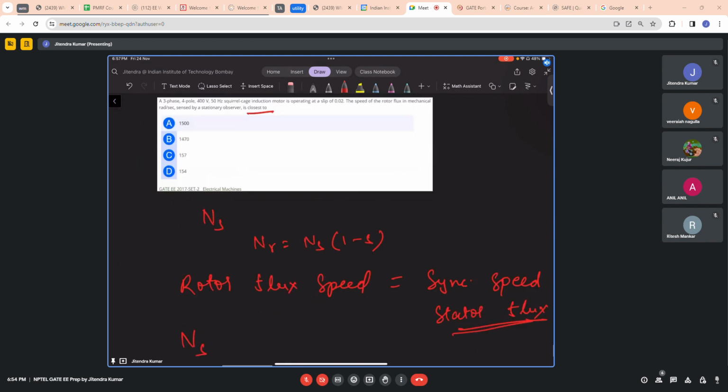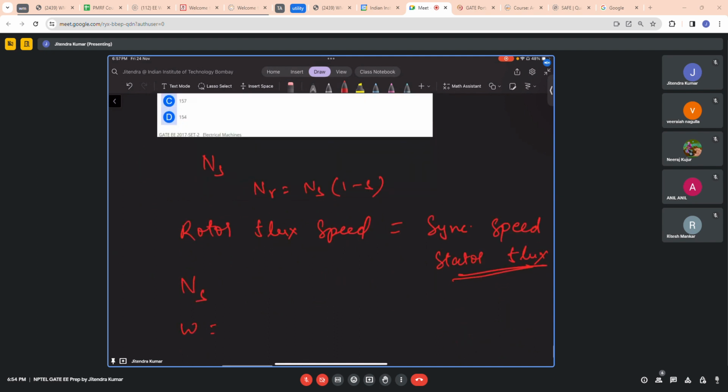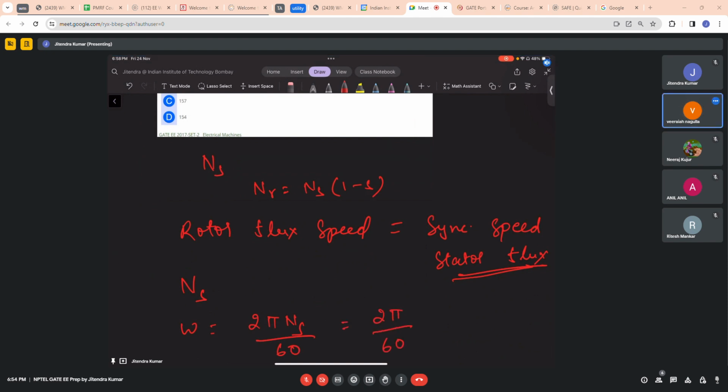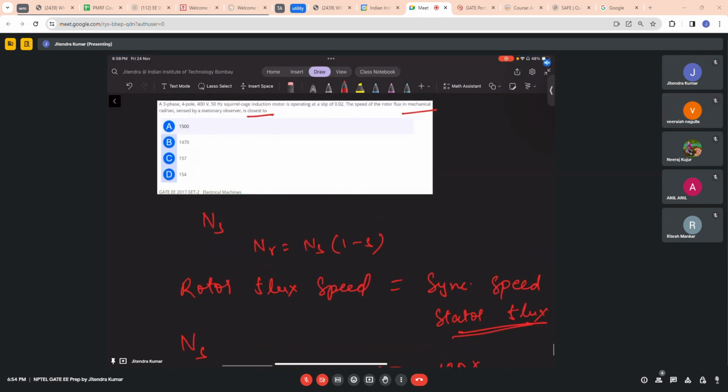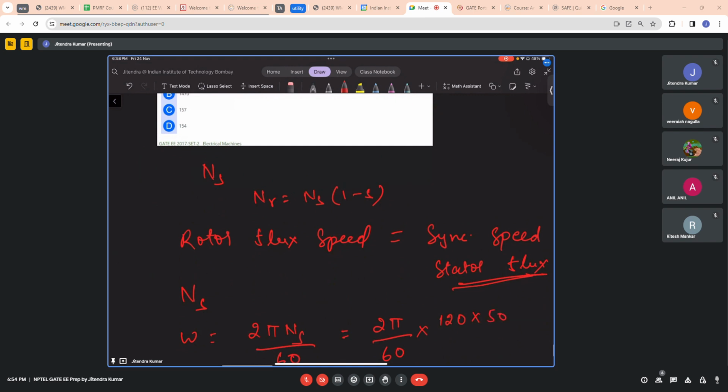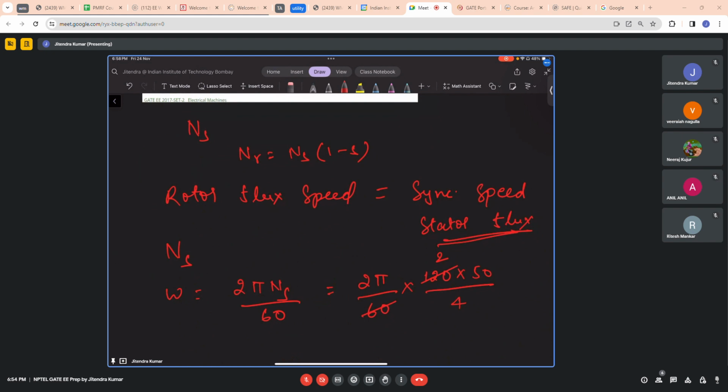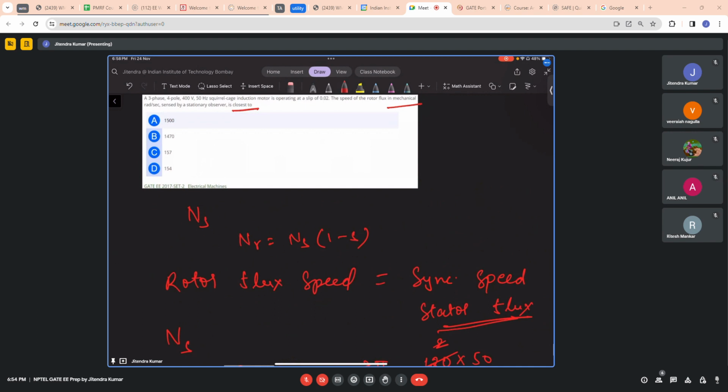And we need it in terms of radian per second in mechanical. So omega is equal to 2 pi NS by 60. And NS is nothing but 1500. Frequency is 50 and poles 4, so 50 pi is 157. Exactly, that is correct. So 157 radian per second will be the answer for this particular problem.